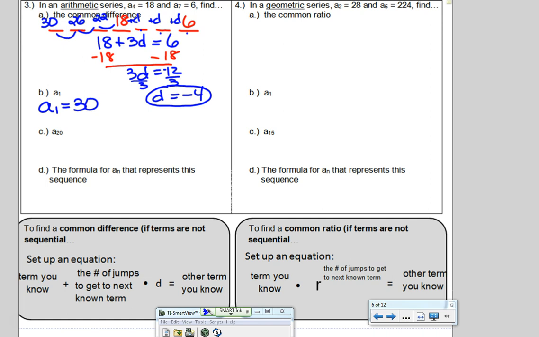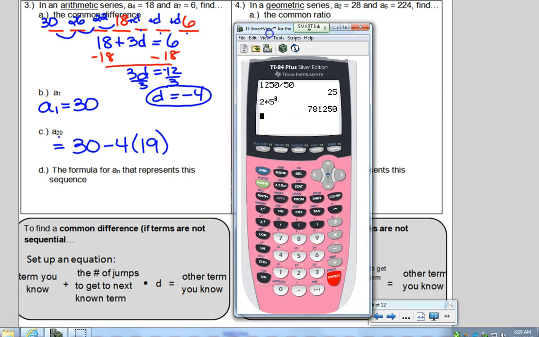Okay, now from there, I can get anything I want now. So to get to the 20th, I know I start with my home base guy, 30, and I know that I'm adding a -4. So you can either write it like this, or more commonly, you'll see it just written with a -4. So we are subtracting 4, and the number of times I need to subtract 4 is going to be 19. Okay, -46.